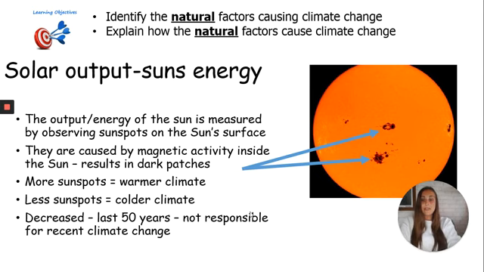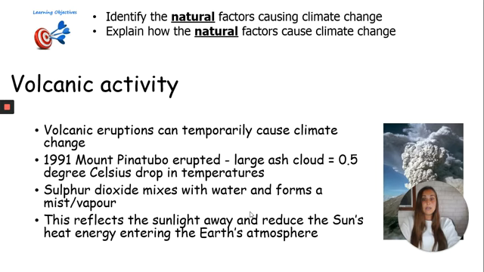And then the last one is volcanic activity. Volcanic eruptions can temporarily cause climate change. So for example, in 1991, Mount Pinatubo erupted a large ash cloud, and it led to a 0.5 degrees Celsius drop in temperatures. This is because of the amount of sulfur dioxide that's erupted, and that mixes with water and forms this mist, this vapour, and that reflects the sunlight away and reduces the sun's heat energy that enters the Earth's atmosphere. So volcanic eruptions can lead to the climate becoming cooler overall.